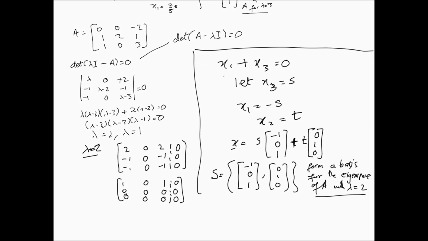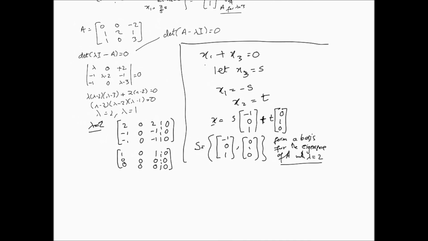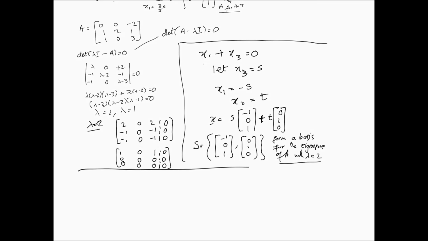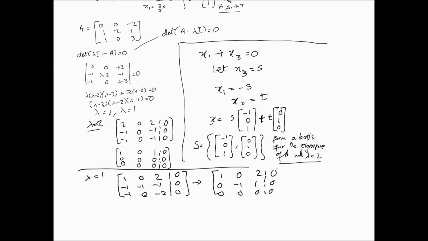Let's move on to the next one quickly. So the next one is lambda equals 1, and that gives us this system here. As we progress to reduce this matrix, there you have your row of zeros. Quickly, if we back substitute here, from the first equation we have x1 plus 2x3 equals 0. If we let x3 equal r, then x1 is minus 2r.